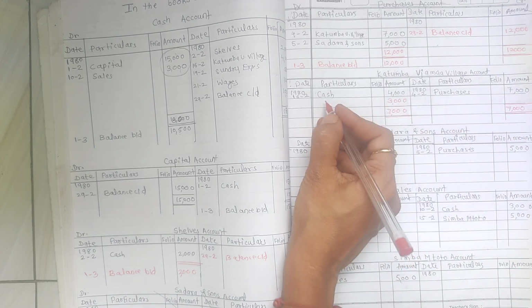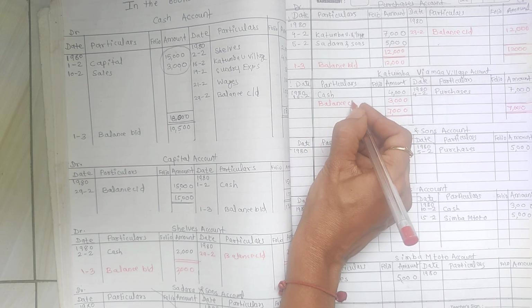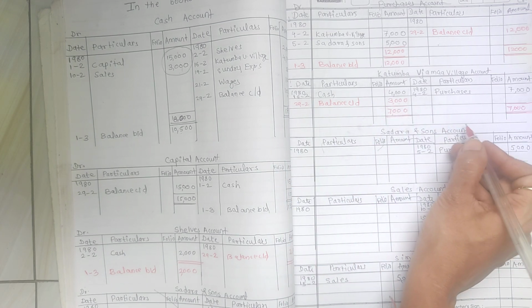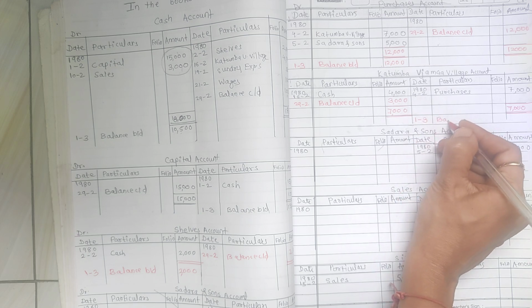Now to this balance difference, this 3,000, you have to give the name balance carried down. Give the last date of the month. Then carry this balance to the opposite side. 1st March, balance brought down.